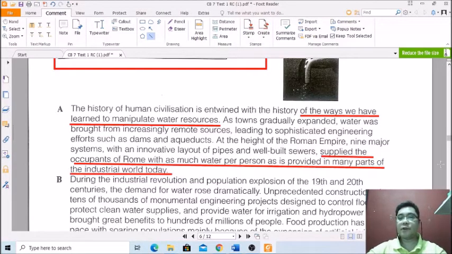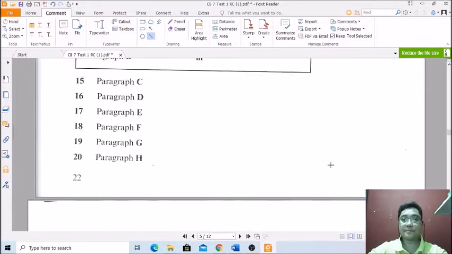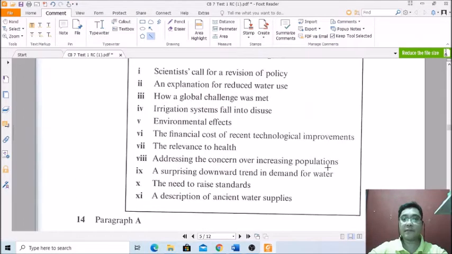Okay, so when you take a look at this paragraph, now you need to begin to think. The important information here is about how we manipulate water resources. So these are all the information. And then the Roman Empire, the function of that line is actually just to give an example. So now you can directly go to the list of headings. I'll try to give you time, and then later on I will tell you which one is the answer and why.